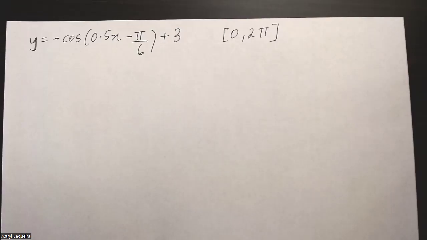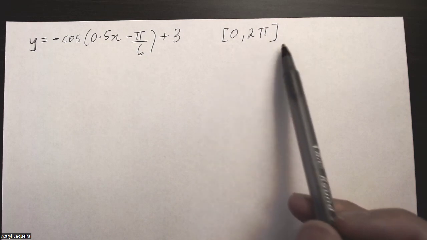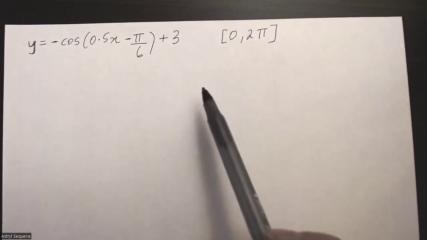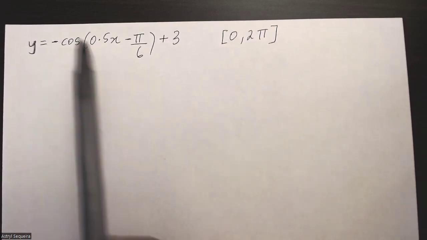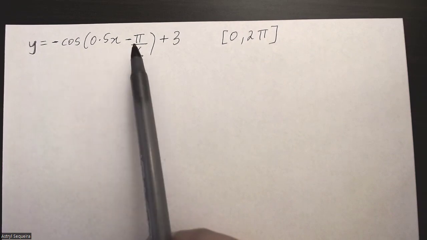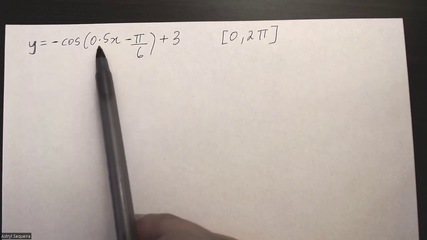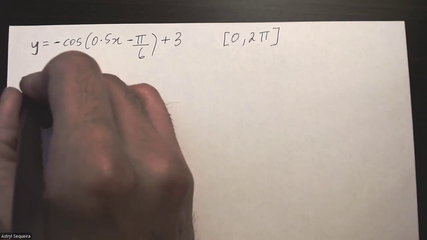All right, in this video, we want to sketch these cosine functions given here, and we want to sketch them between 0 and 2 pi. So let's take a look at the first question over here. First thing you notice is we have a k value and a d value, so we need to factor out the k value.